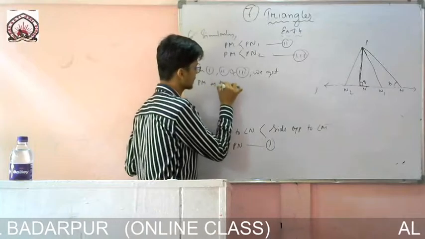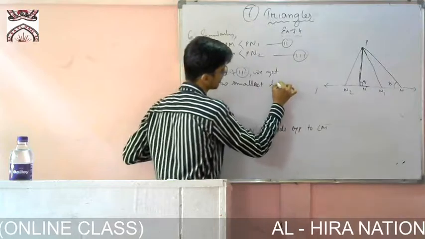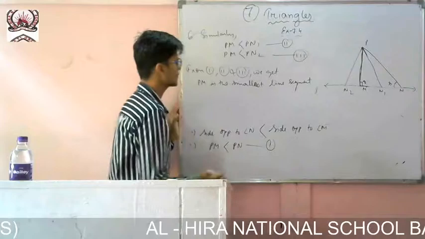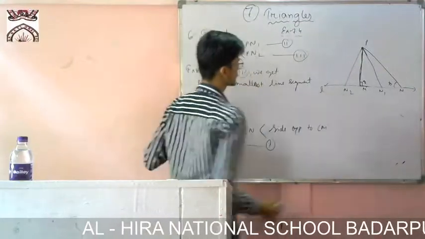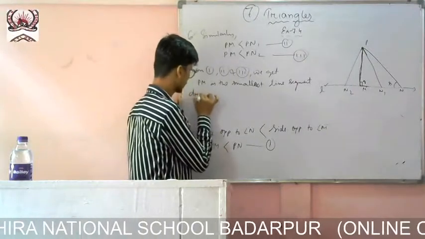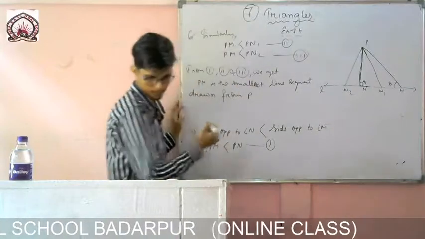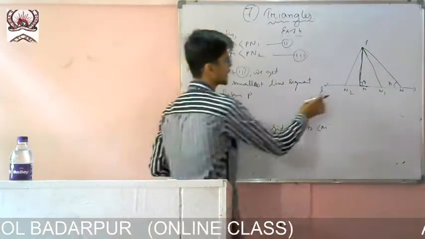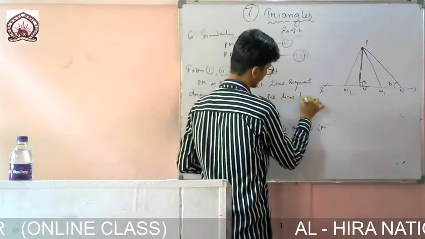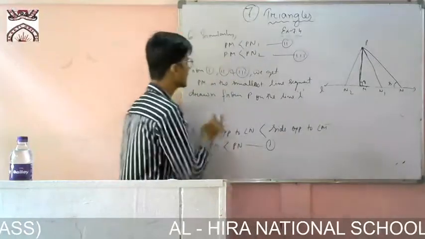PM is the smallest line segment drawn from P to which one? P on the line L. Okay, so from 1, 2 and 3 we have got that PM is the smallest.